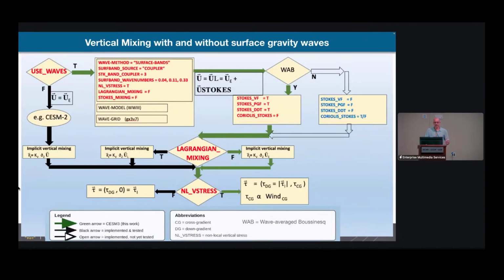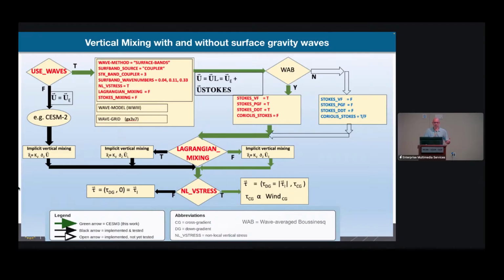This schematic is showing what we are doing in terms of vertical mixing with and without waves, and thanks to Bill Large for putting it together. I'm not going to go through all the scenarios. The important thing here is that the arrows in green are the out-of-the-box option. In black, or filled black, it's basically recovering CSM2. And then the open arrows, that are open on the right side, are things that are possible that we haven't tested yet. Let's focus first on the green arrow.